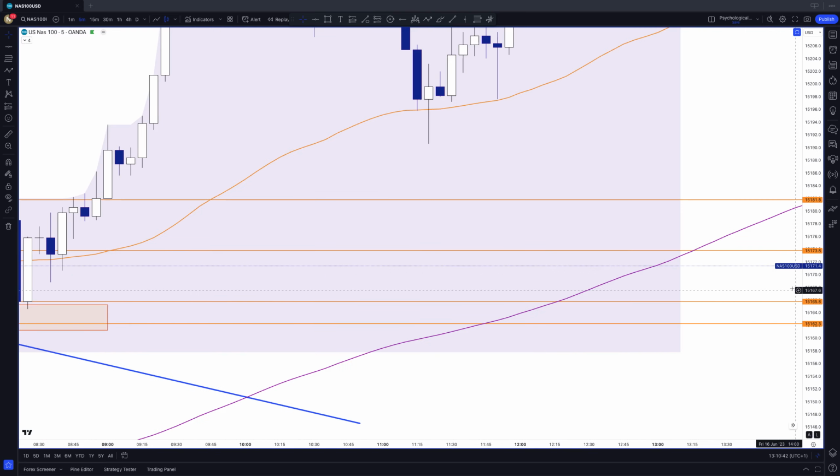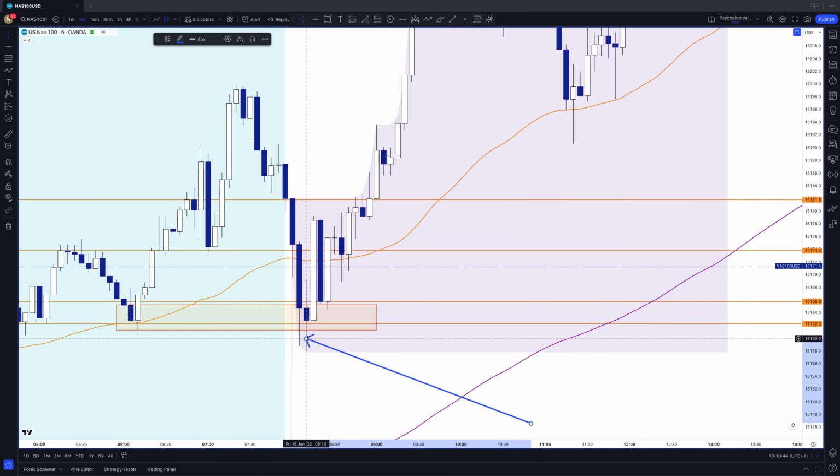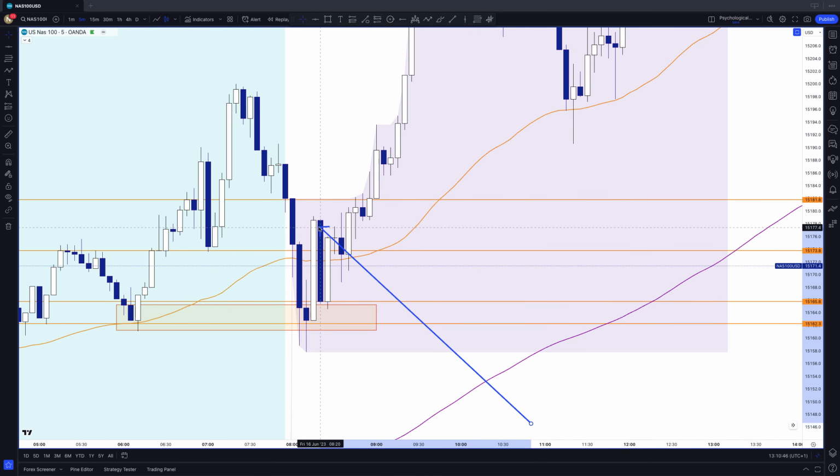And before you know it, the price pushes aggressively to the upside. Comes back, same thing to this key level, it tries to go below but fails and pushes again to the upside.